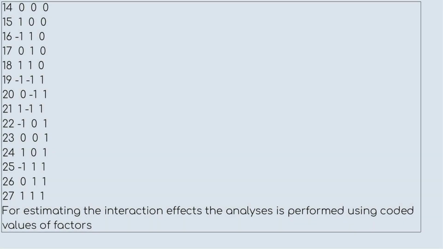For estimating the interaction effects, the analysis is performed using coded values of the factors. That's why we see here 1, 0, -1. These are coded values of the factor levels.